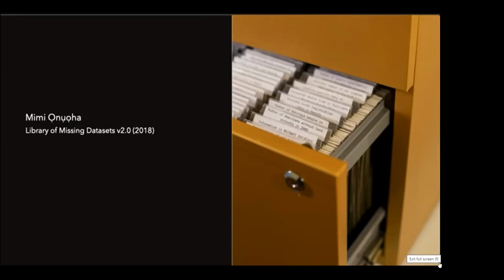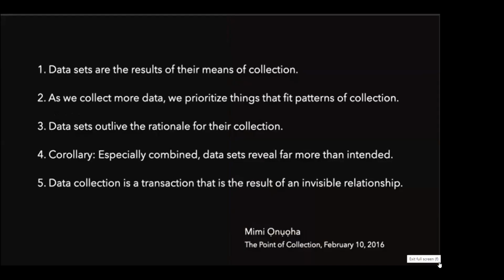Mimi Onuoha also offers some really excellent guidance as we can begin to see and work with our collections as data. Data sets are the results of their means of collection. As we collect more data, we prioritize things that fit patterns of collection. Data sets outlive the rationale for their collection. And related to that, especially combined data sets reveal far more than intended. Data collection is a transaction that is a result of an invisible relationship. How can we focus our attention on revealing this? Data visualization can be part of that process.